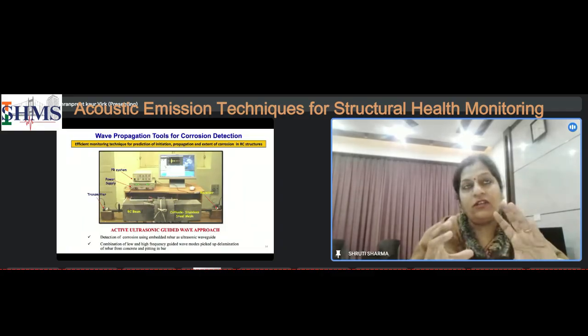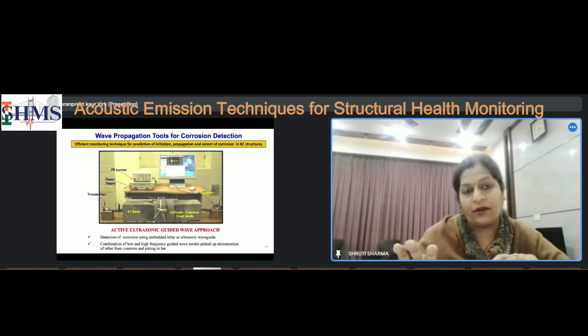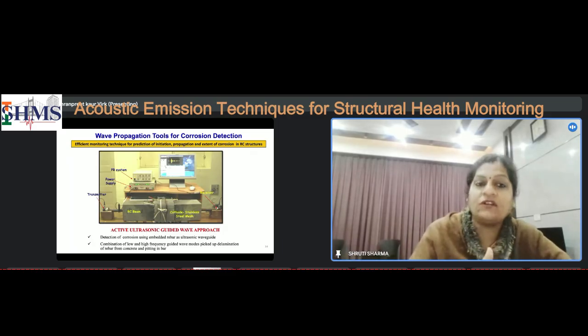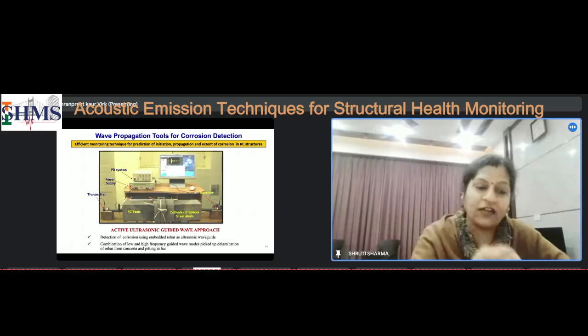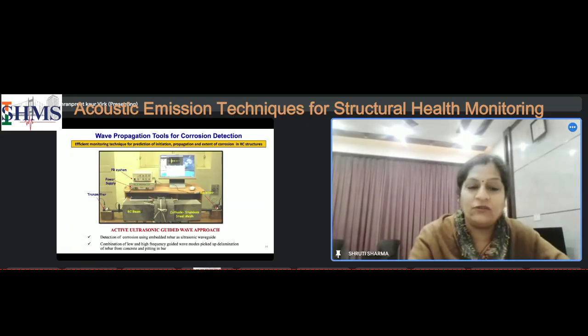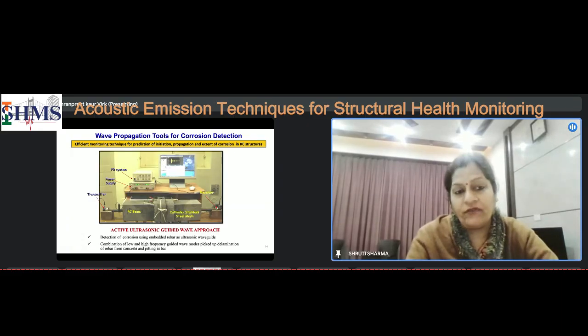So the combination is like this: an active ultrasonic setup, for example, or even an impact echo. They may work at a later stage, but we don't want to miss the initiation or the onset of damage. That is why we started looking for a passive system wherein the sensors are directly mounted onto the systems. This is an active setup where we use low frequency. We'll show in the next slide how it didn't work initially.